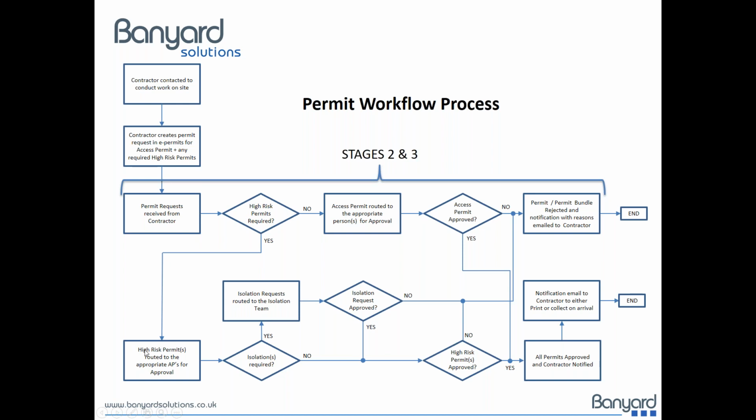If there are high-risk permits required, it then goes through a different route to a different set of approvers for approval. A question is asked: are there any isolations required? If there are, that will be routed to the isolations team. Finally, when everything is brought together, if the high-risk permits have been approved, that will be bundled together with the access permit. And if all have approved, they will then be notified to the contractor.